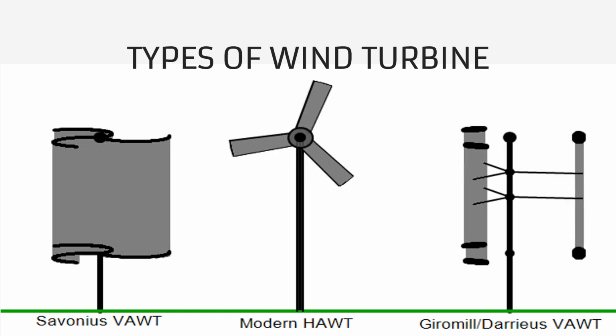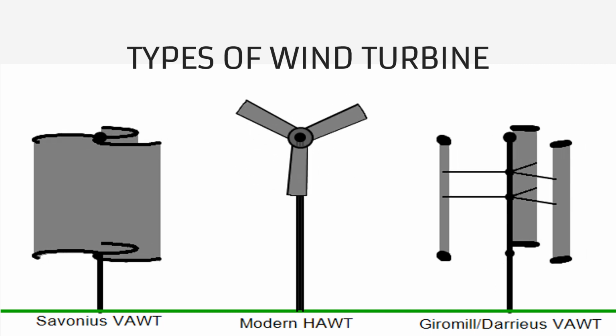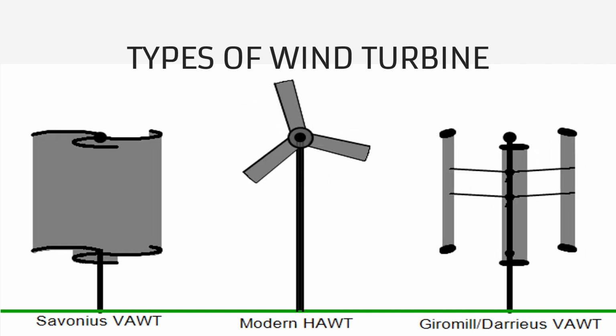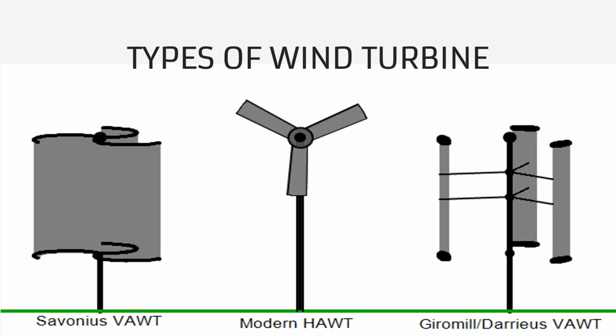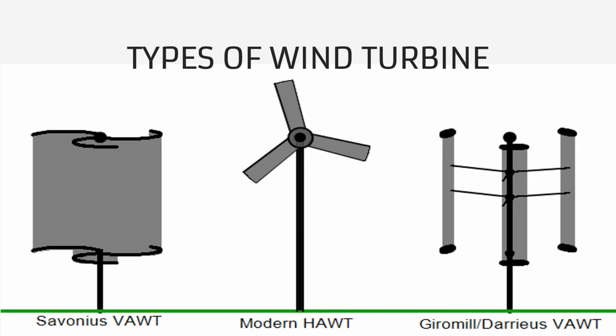Darrieus wind turbines have a vertical axis and use curved blades that resemble an egg beater. As the blades rotate, they create lift, which turns the rotor. The Darrieus turbines are often used for small-scale applications.